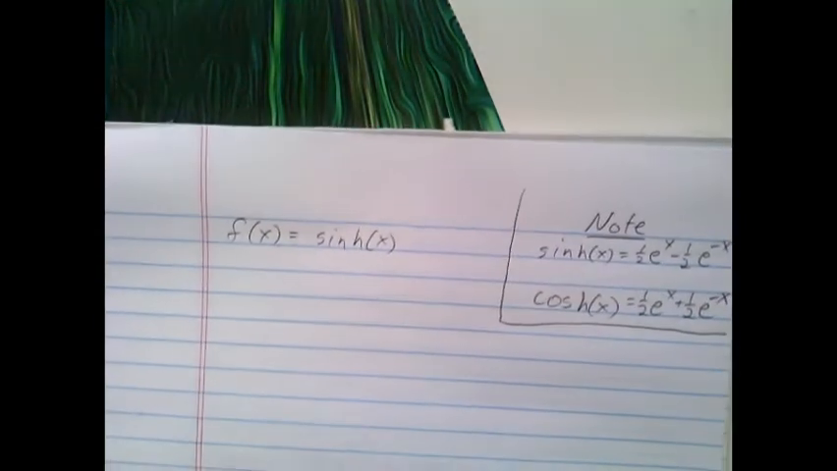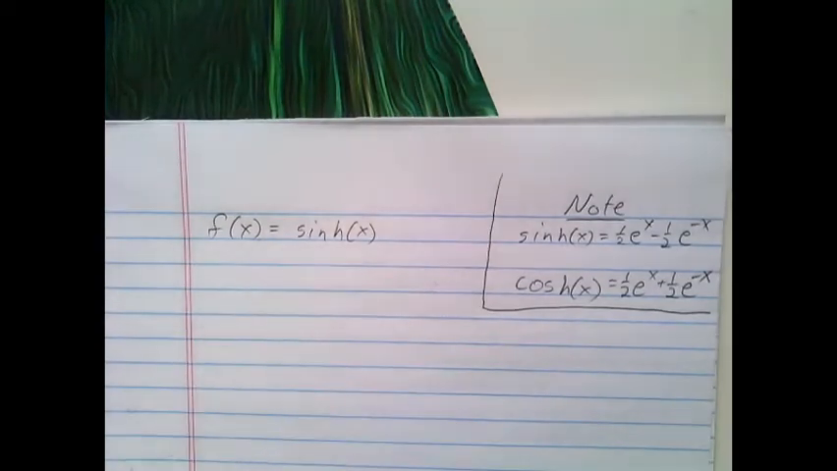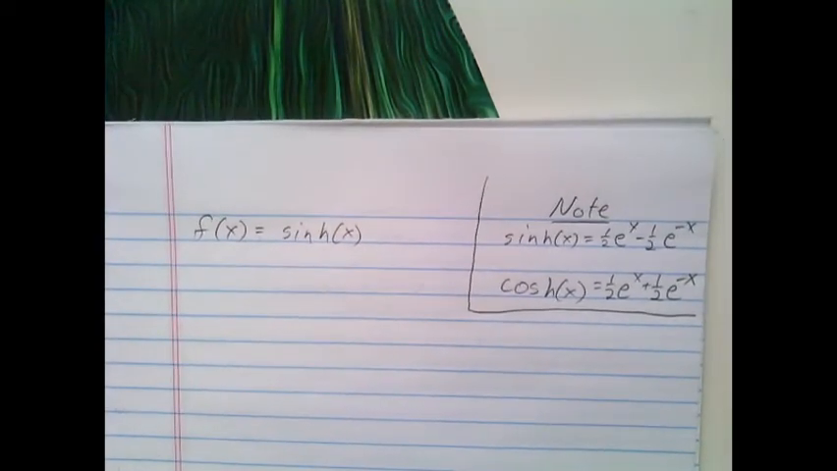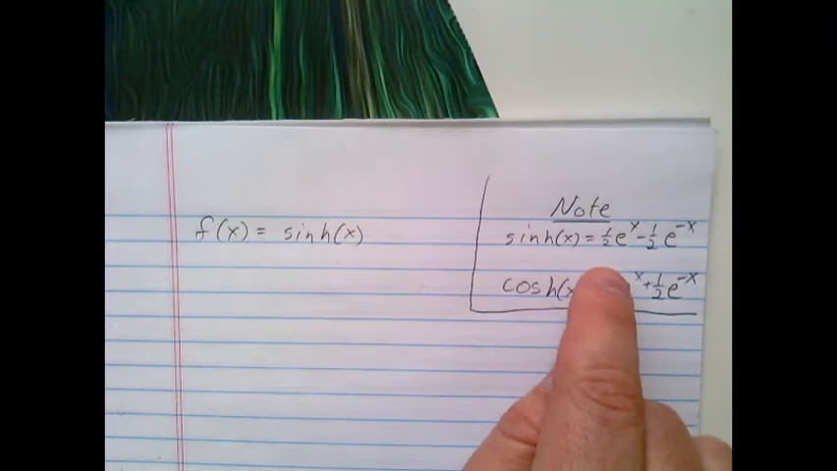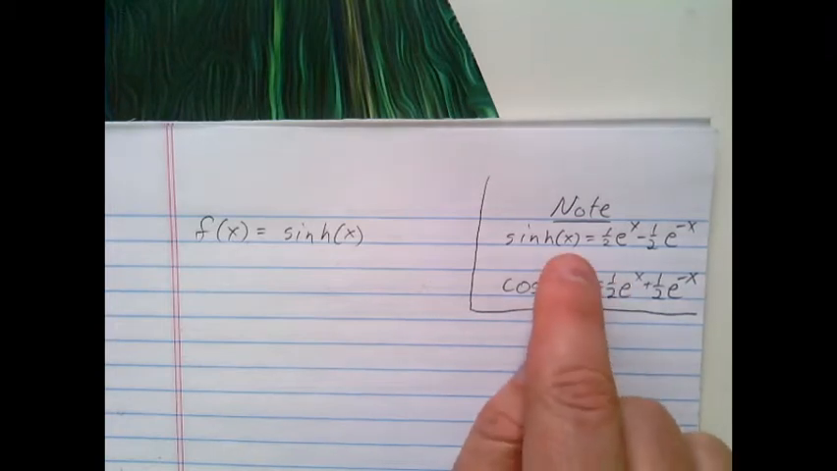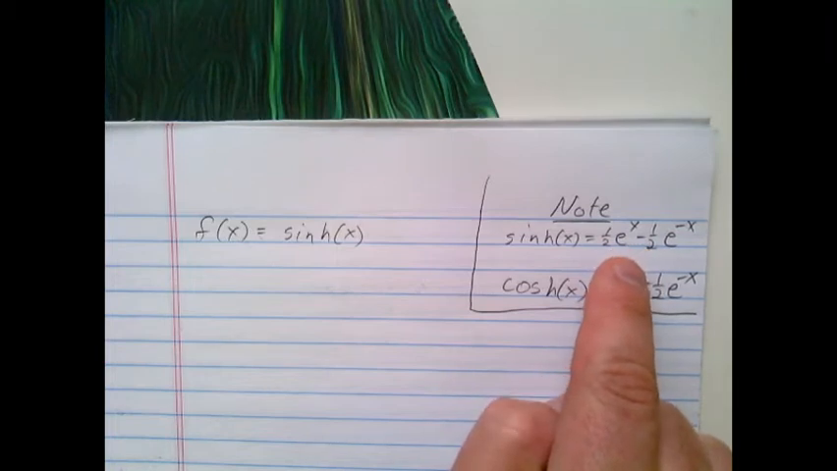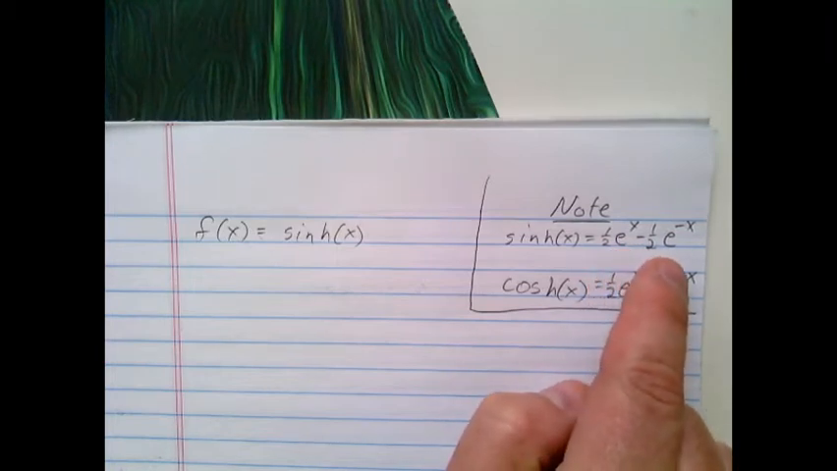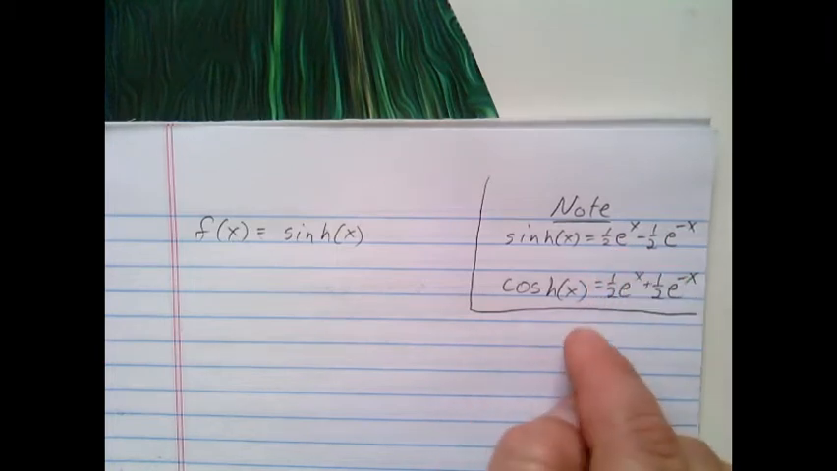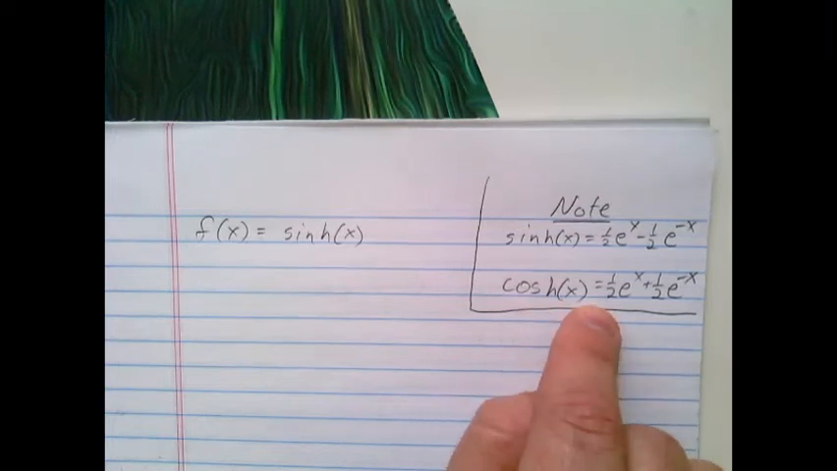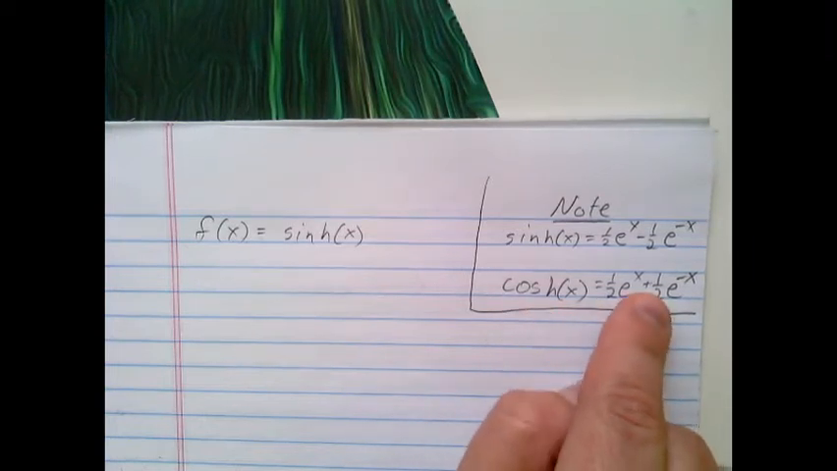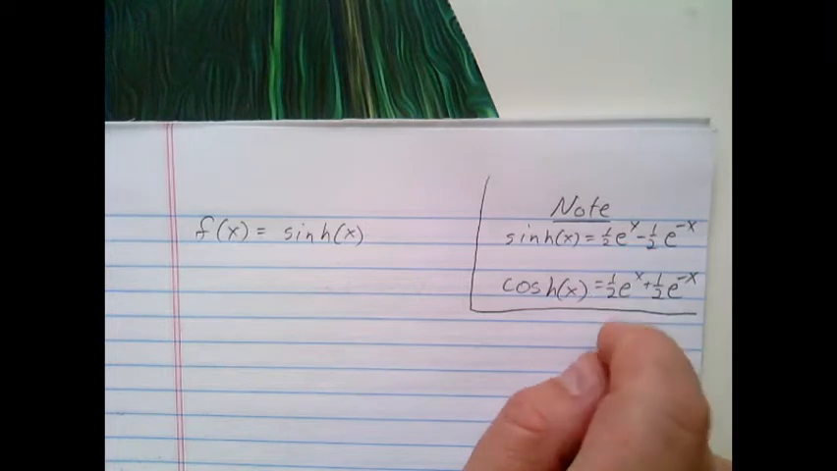So here's our function, f of x equals hyperbolic sine of x. As a little side note, we'll want to refer to this later. The definition of hyperbolic sine is that it's 1/2 e to the x minus 1/2 e to the minus x. And hyperbolic cosine is almost the same thing. It just has a plus between the terms rather than a minus.